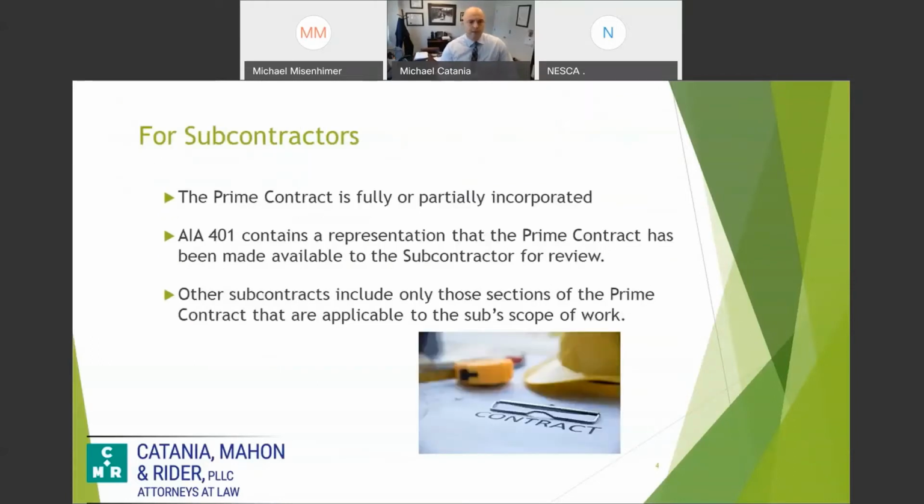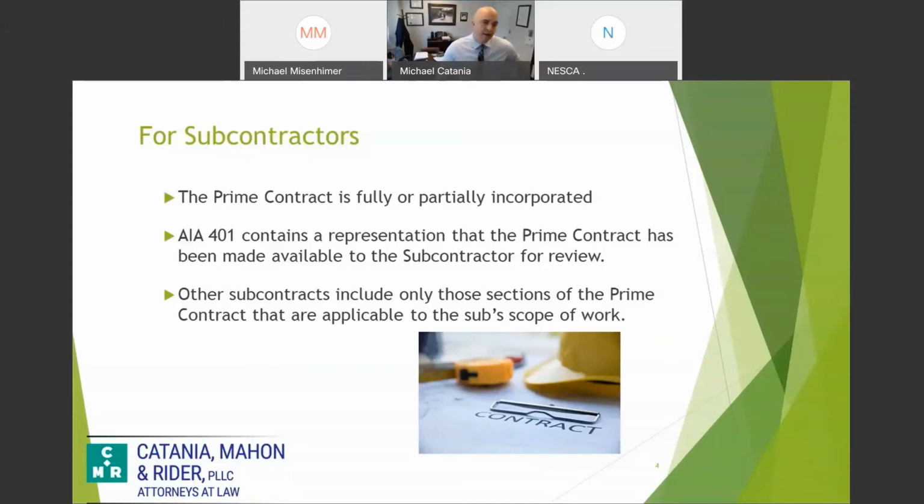So speaking to the subcontractors, again, you're going to have almost every subcontract, the prime contract will be incorporated. Either it's going to be an exhibit to your contract, or they're going to specifically reference it and say that you're bound by it. Depending upon the contract, you may be bound in the entirety or just to those portions that apply to your scope of work. That's partial or full incorporation.